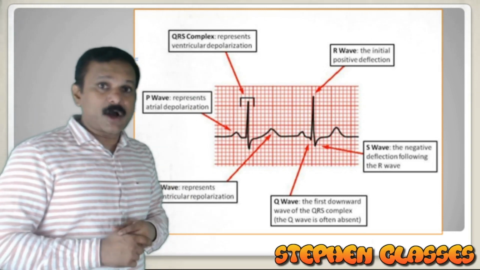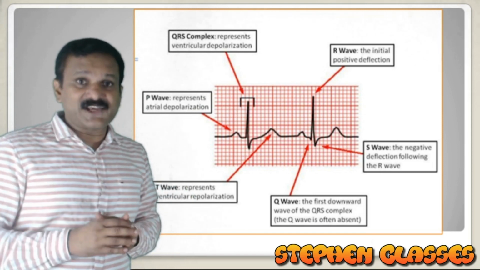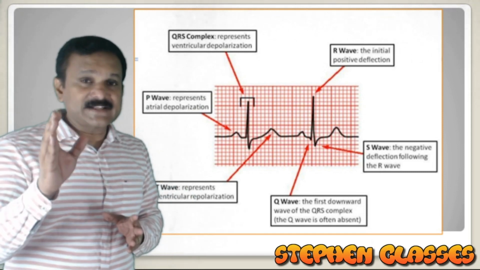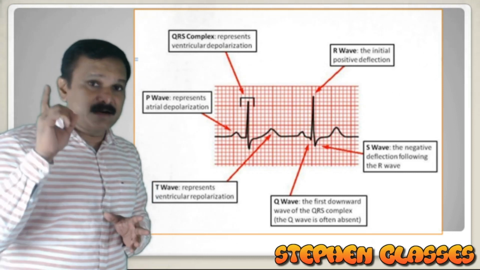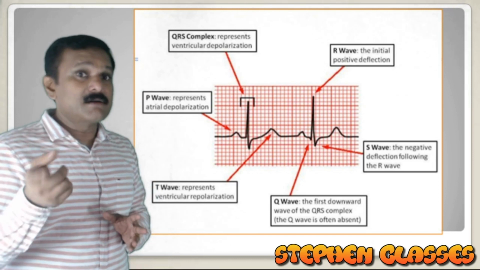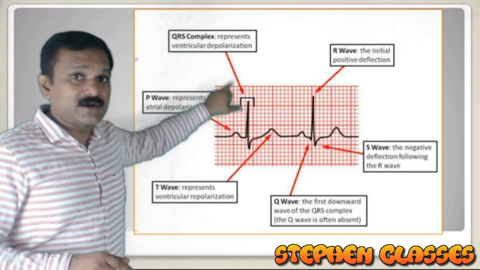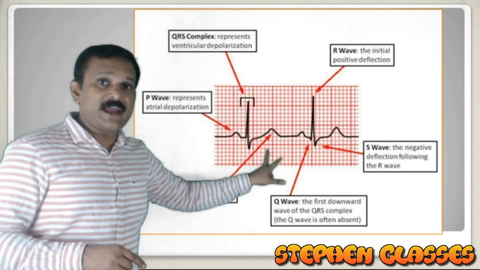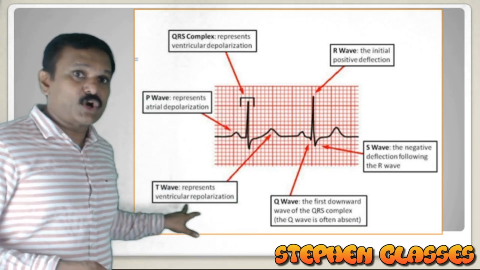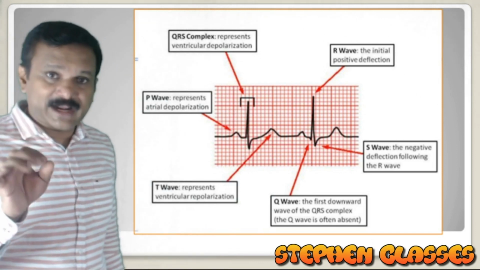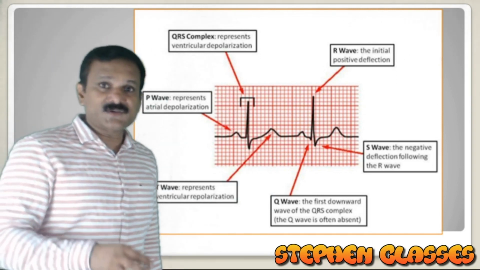What about the QRS complex? QRS complex will represent the ventricular depolarization, and at the same time you can consider it as the auricular repolarization. So ventricular depolarization and auricular repolarization is represented by a QRS complex over here. Then what about the T wave? The T wave represents the ventricular repolarization. Is it clear?